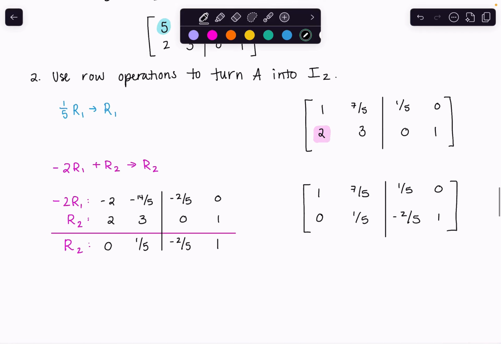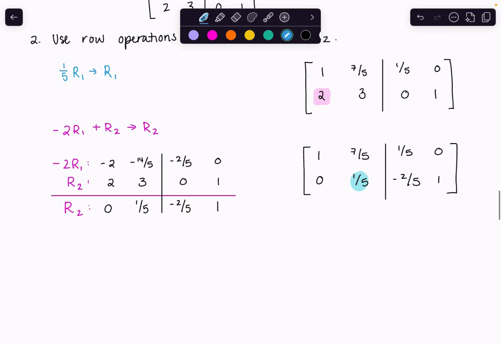Then the next thing I want to do is get a 1 in that next diagonal spot. So this one's a little bit nicer. We're going to go ahead and do 5 times row 2, and that is our new row 2. So these are untouched. But now 5 times this row leaves me with 0, 1, -2, and 5. Okay.